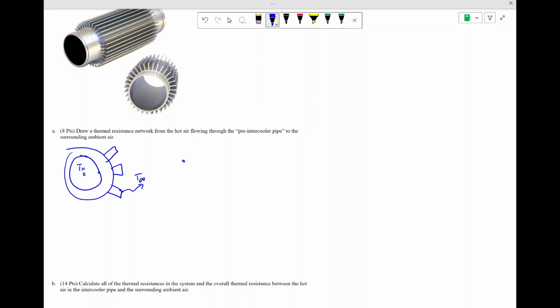We want to work through this. So to start with, our resistance network is going to begin, let's say, in the center. We'll have convection from the air flowing through this pipe to the inside wall of the pipe. We'll call this Ti. So going from Th to Ti, there is an internal convection resistance. Let's call that Rconv,i. And then we've got conduction through the pipe, which is essentially an annulus. That'll take us to this point here, which we'll call To.